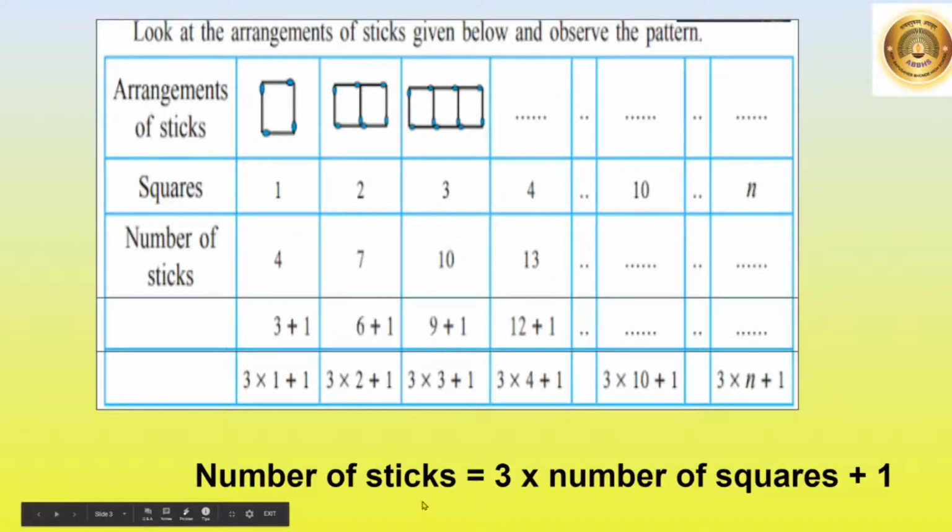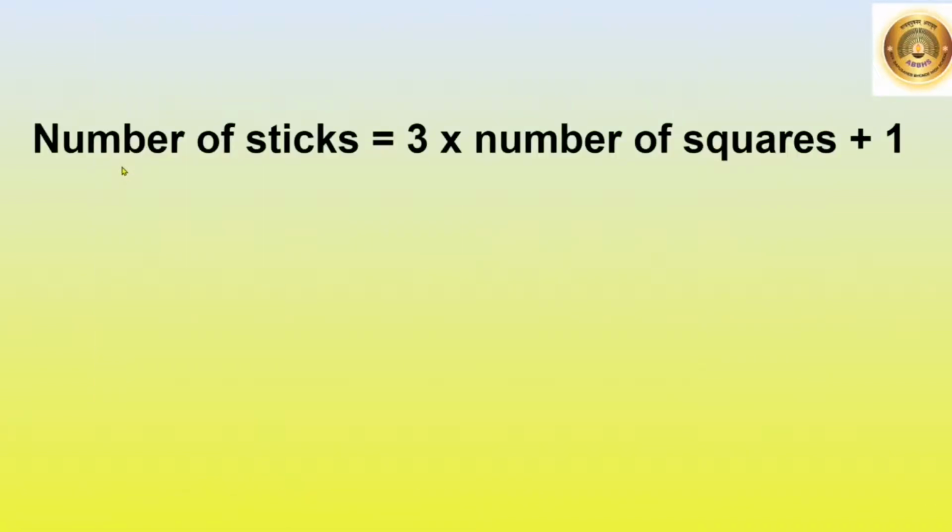So the pattern that the number of sticks is following here is 3 multiplied by the number of squares plus 1. So we got the relation that number of sticks is equal to 3 multiplied by number of squares plus 1. So in this relation you can see that 3 and 1 are constants. These numbers are not going to change. Now what is going to change is only the number of squares.